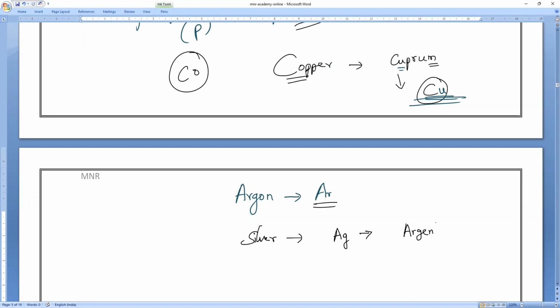Sir, why Ag? Argentum. So here, why can't I choose Ar? The second letter is R, but Ar is already given for argon. That is why I should choose the next letter, which is Ag. Everybody clear? Understand? Yes, please respond, guys.